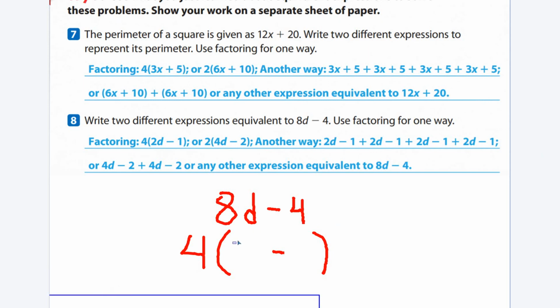2d, 2d minus 1. 2d minus 1 times 4. Or they did 4d minus 2 times 2. Think, because 2 goes into 8 and 4. It's not the greatest common factor, but it also works. Okay? Same thing up here. Another way to write it is 2d minus 1 plus 2d minus 1 plus 2d minus 1 plus 2d minus 1. 2d plus 2d plus 2d plus 2d is 8d. Negative 1 plus negative 1 plus negative 1 plus negative 1 is negative 4. And there's other ways of writing this.